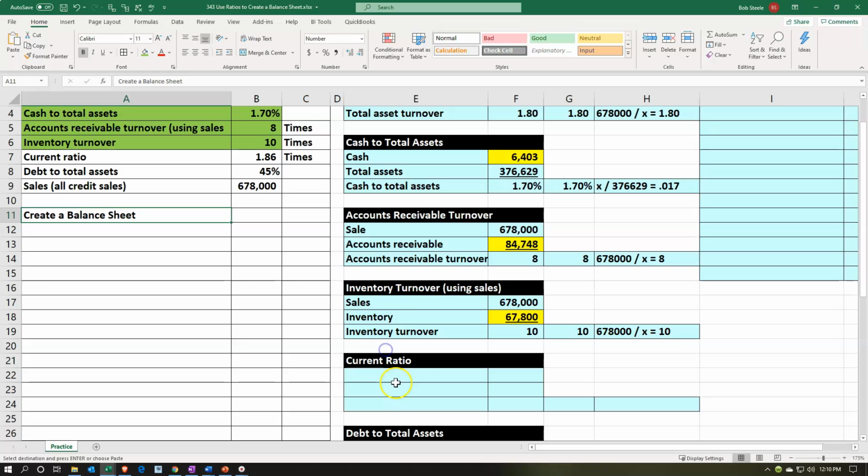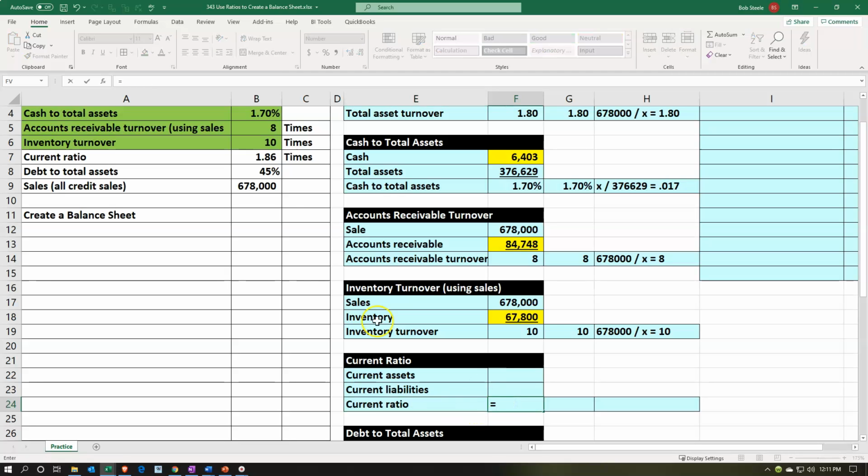Current ratio is calculated by taking the current assets divided by the current liabilities, and that would give us the current ratio. So what have they given us here? They gave us the current ratio. We know that. That's going to be 1.86. So we know the bottom line number. Home tab, numbers. I'm going to increase this.